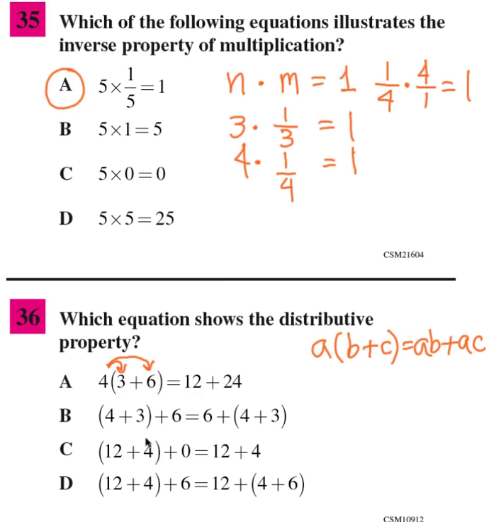In this example, we have the associative property combined with, well, actually the commutative property, the identity property of addition, and the associative property. The numbers are being associated differently. The answer is A.